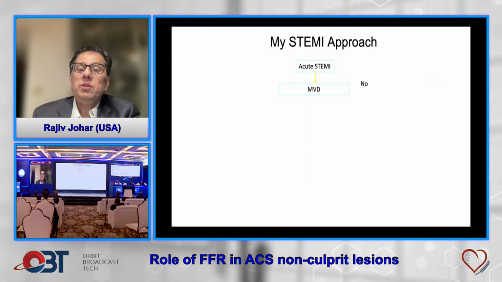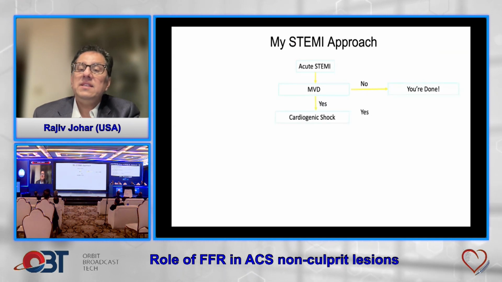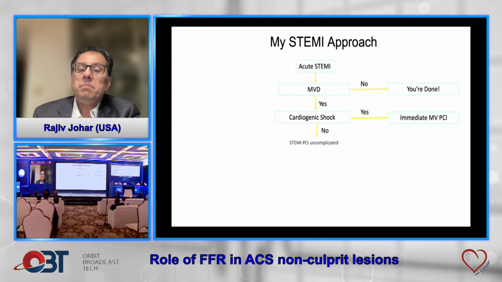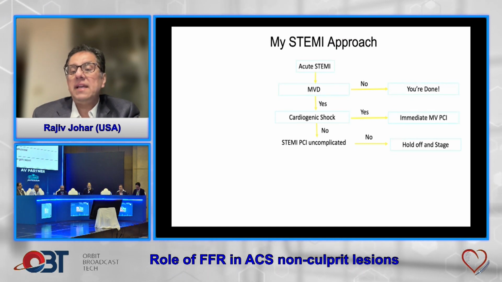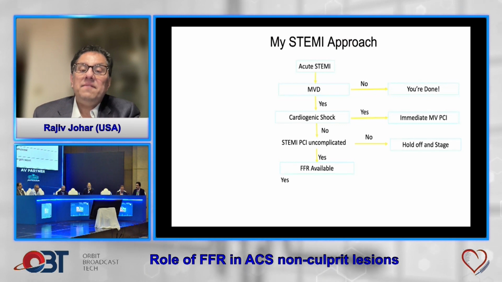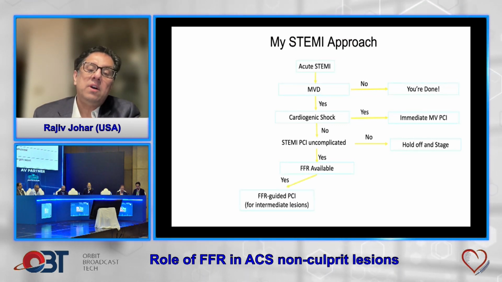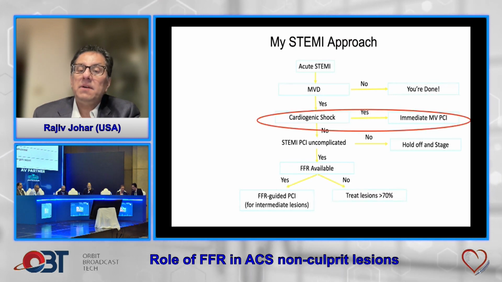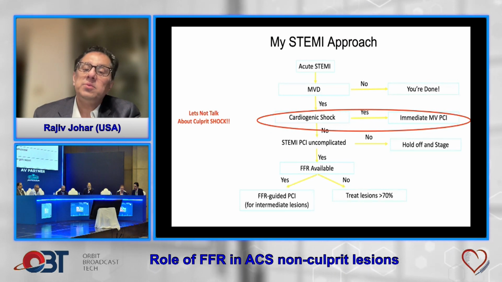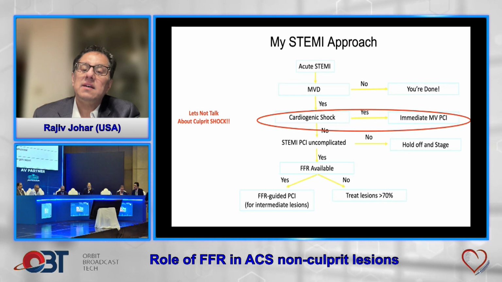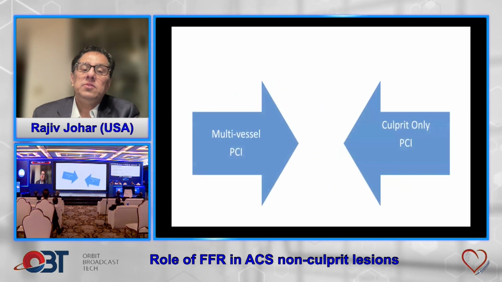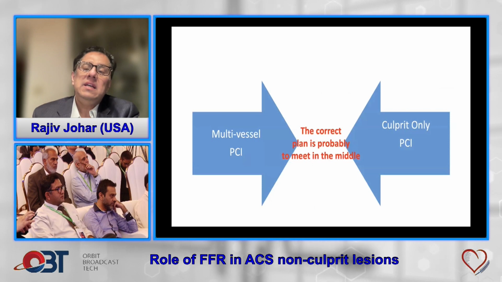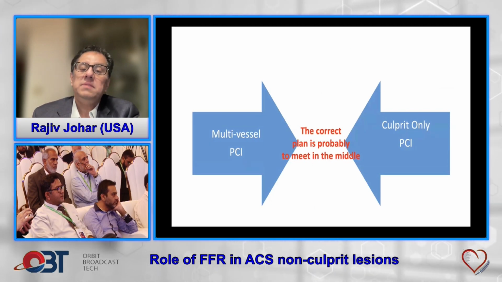So my approach with multivessel disease: if there's none, well, we're done. If there is, I'm not going to talk about shock. That was culprit. But if there's no shock and the STEMI is uncomplicated, I hold off and stage. If it's complicated, I will do FFR-guided PCI for intermediate lesions, and any lesion above 70%, I will treat, according to my belief that it's better to completely revascularize patients based on significant angiographic data or, for intermediate lesions, FFR-guided PCI. So where do I stand? I stand probably in the middle between culprit-only versus multivessel PCI.